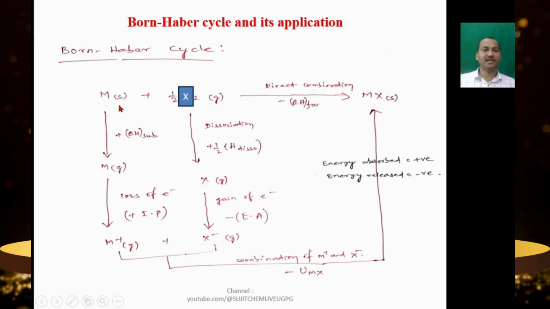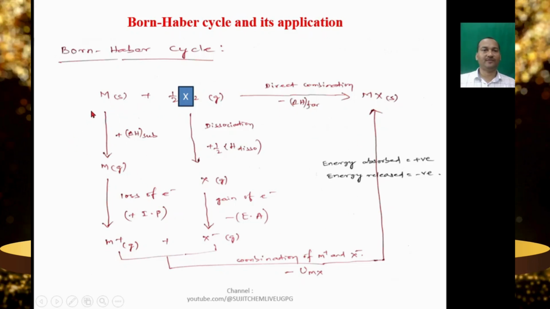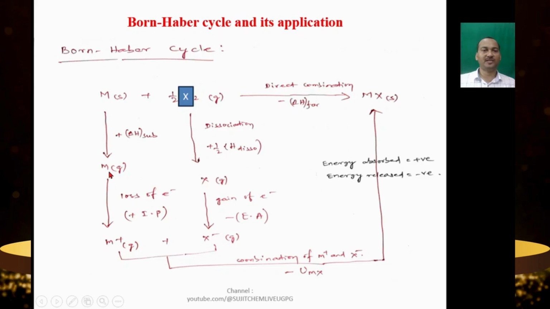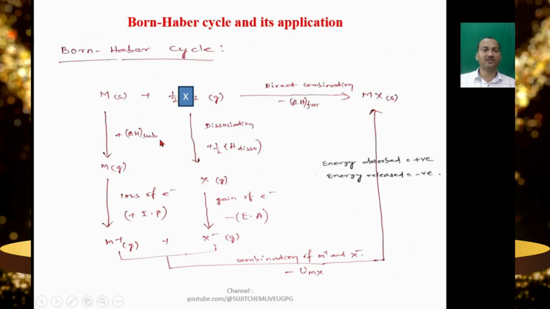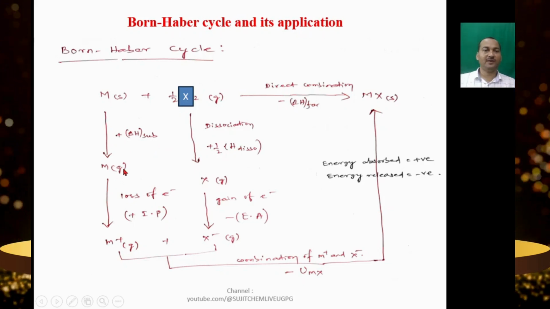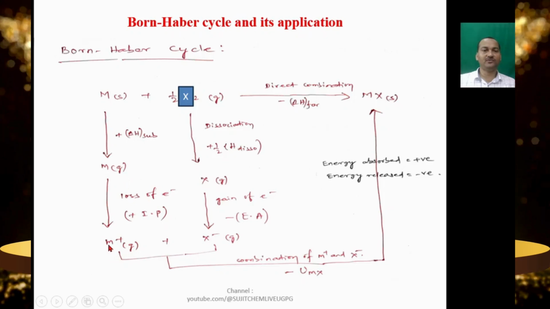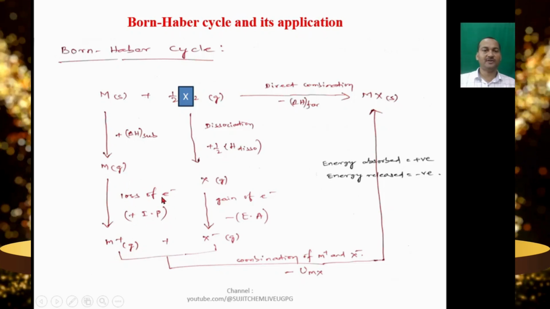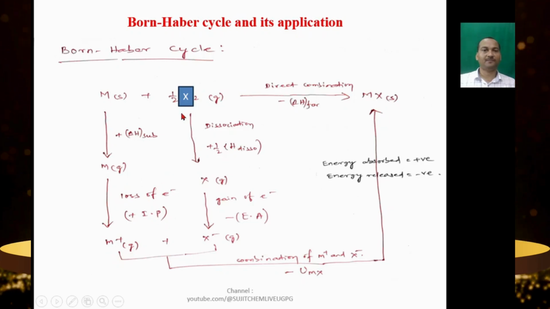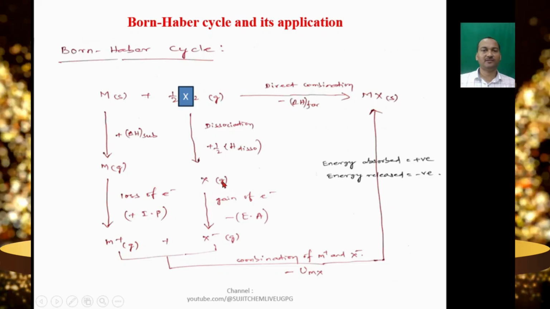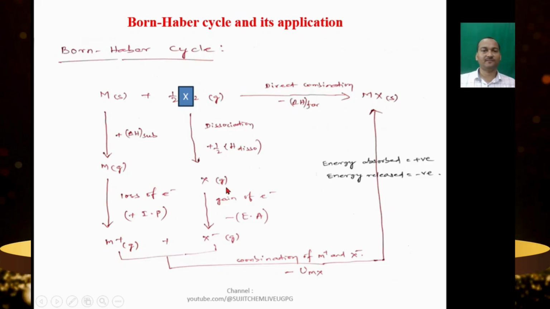Similarly, this can proceed in a cyclic manner also. M solid can undergo sublimation giving rise to M gas. For this process we get delta H sublimation. Similarly, M gas can lose one electron giving rise to M+ gas. This process is called ionization potential. Similarly, X2 can undergo dissociation to give rise to X gas. This is called the dissociation process.